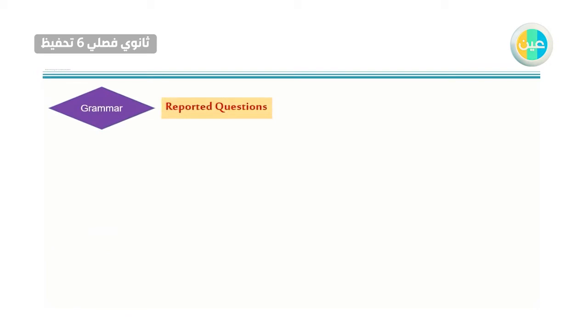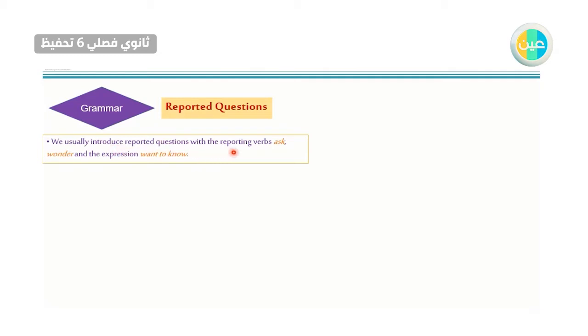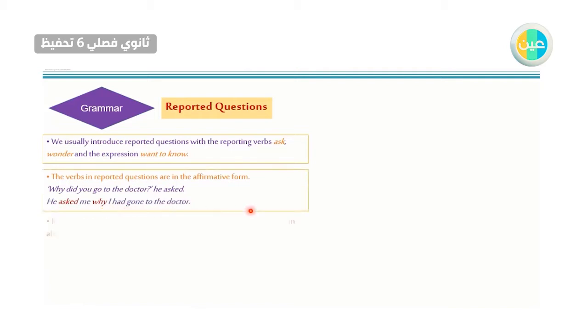Okay, here we have reported questions. We usually introduce reported questions with the reporting verbs ask, wonder, and want to know. So when you want to make a reported question, use ask, wonder, and want to know. The verbs in reported questions are in the affirmative form. "Why did you go to the doctor?" He asked. So we will change it. He asked me why I had gone to the doctor.